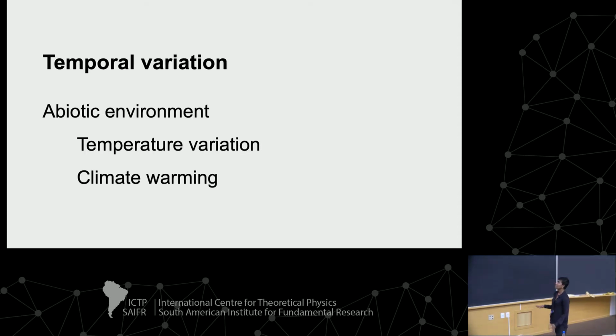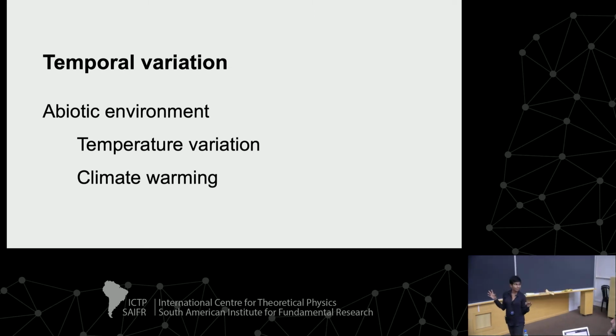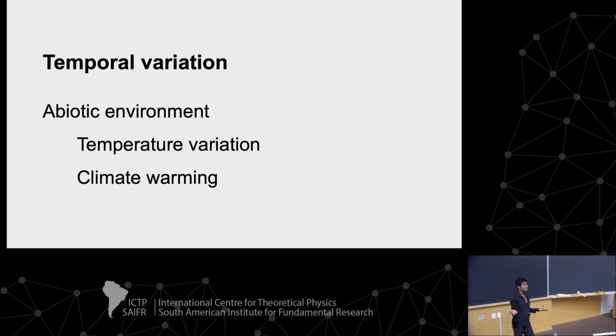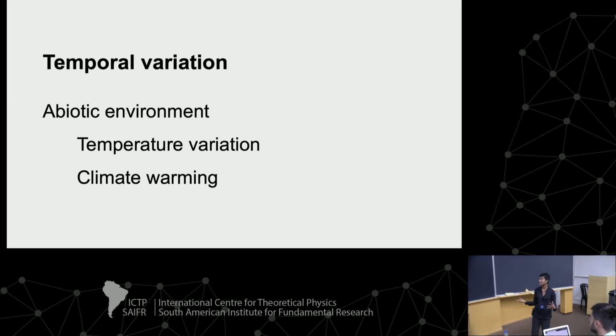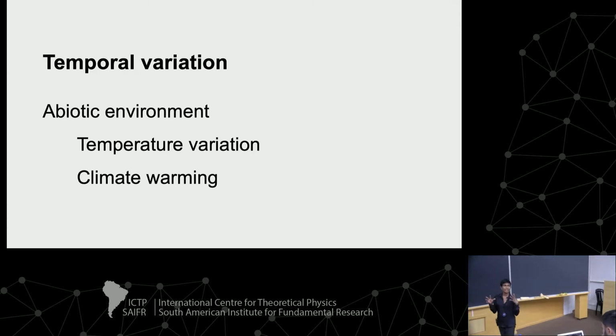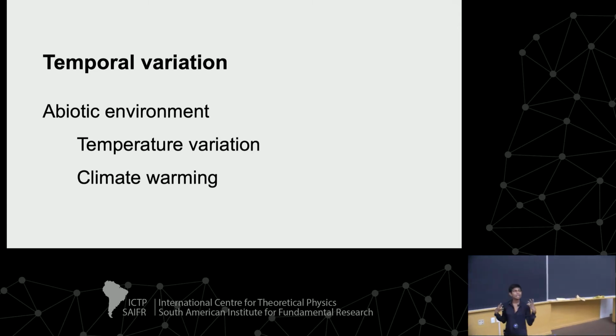Now, temporal variation here, we are thinking about the abiotic environment, in particular variation in temperature and the consequences of that variation in terms of climate warming. And in tomorrow's lecture, I hope to tell you something about using mathematical models to make some predictions about how climate warming influences consumer resource interactions.